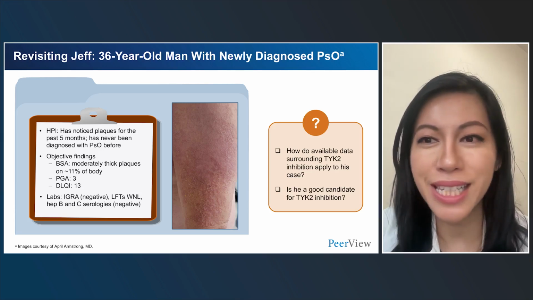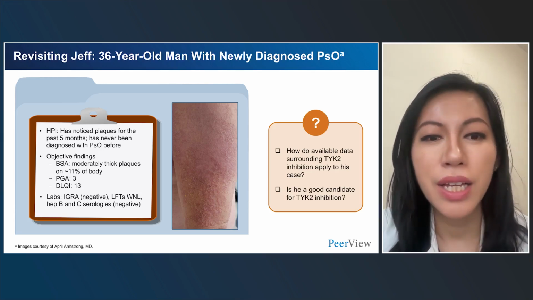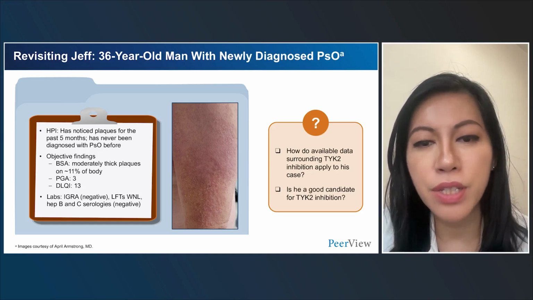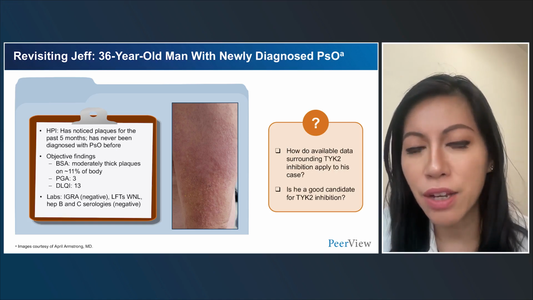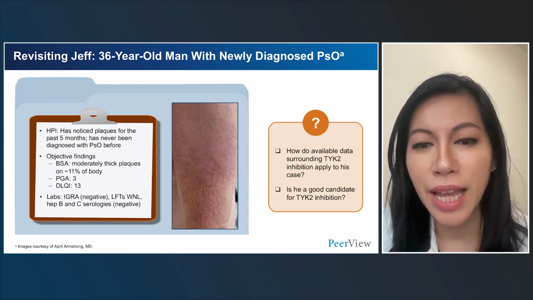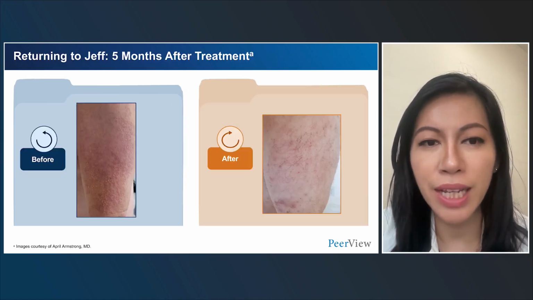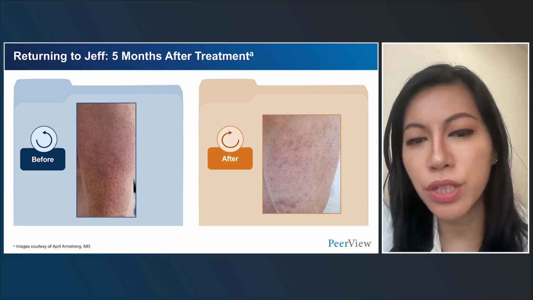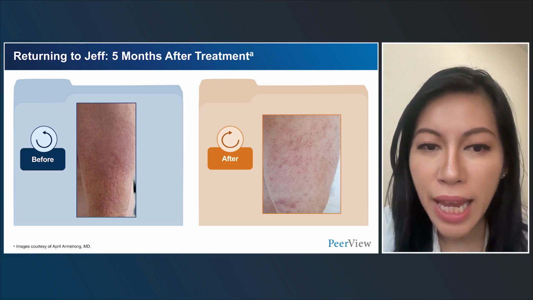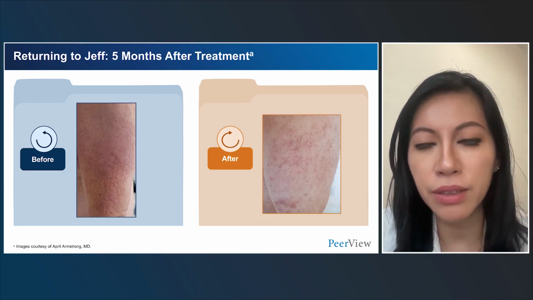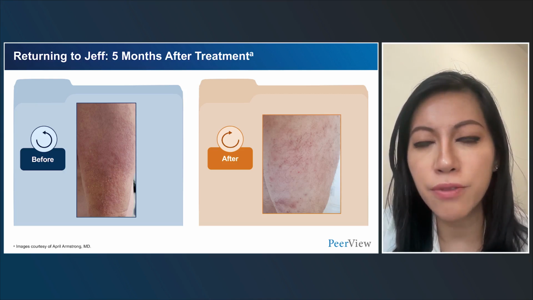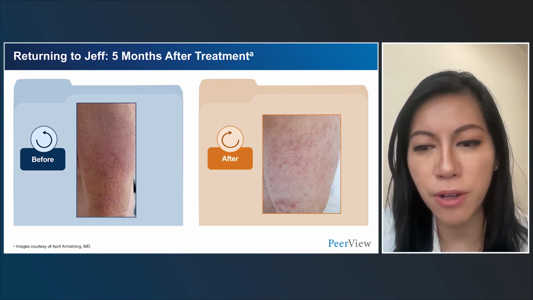Okay, speaking of patients, let's get back to Jeff. So for Jeff, moderate psoriasis, prefers oral. So I think Jeff would be a good candidate for a TYK2 inhibitor here. And in fact, Jeff was treated with TYK2 inhibition. Here we see before and 5 months after. And we know that lower extremities can be difficult to treat, actually. And what we see is near complete clearance of the psoriasis, not only on the thigh area, but also in other parts of Jeff's body involvement as well.